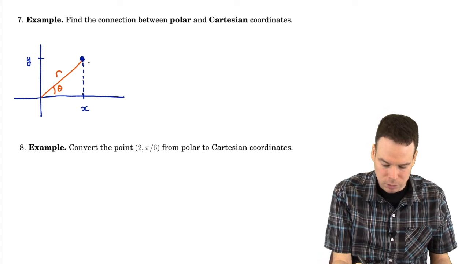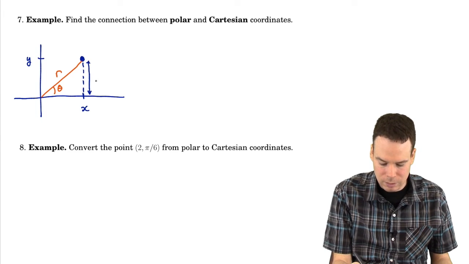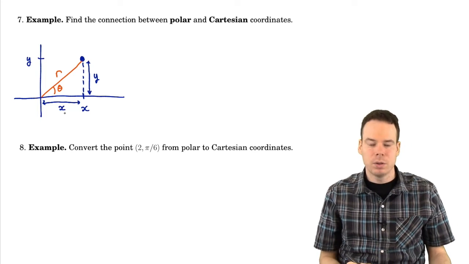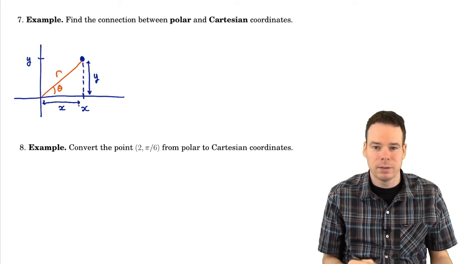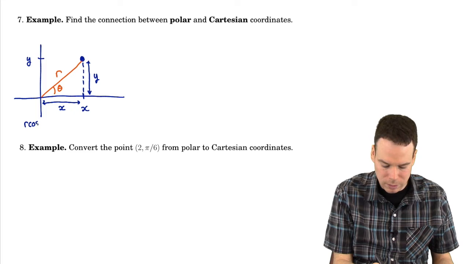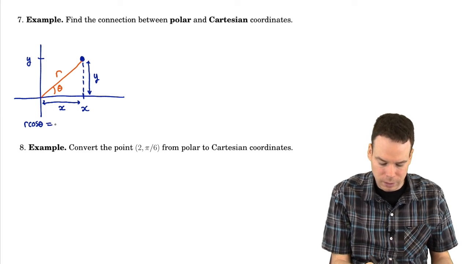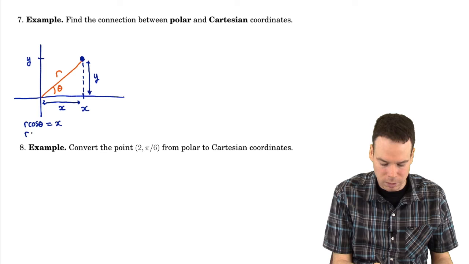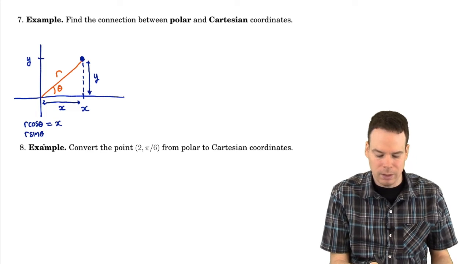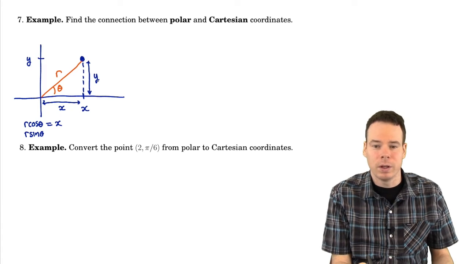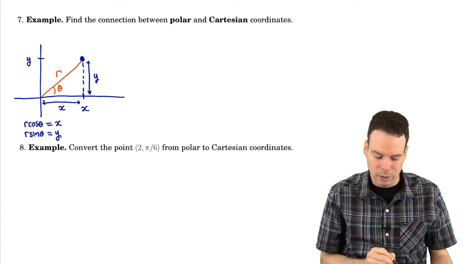Well, let's draw our right triangle here. What's this distance? That's y. What's this distance? That's x. So what's the connection between these side lengths of a right triangle and the angle? Well, r cos theta is x. Or in other words, cos theta is the side adjacent over the hypotenuse. Cos theta is x over r. I've just written it as r cos theta in this way. r sine theta, the connection between r, sine of the angle, is with the opposite side. So r sine theta is y.